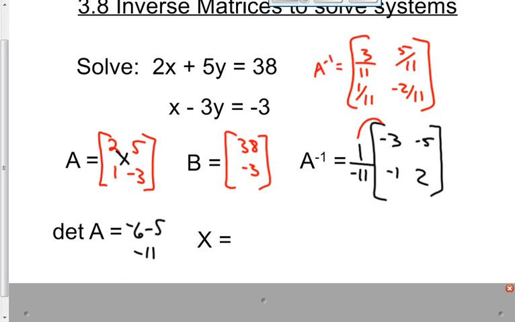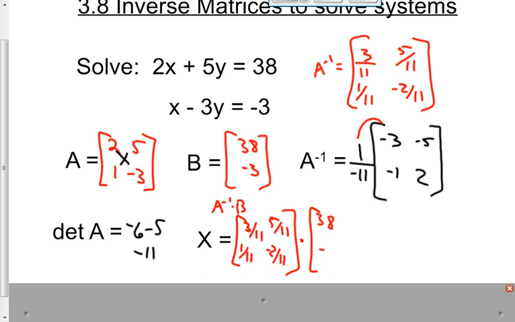All right, so now we're going to go down here and solve for x. When we solve for x, we need to do A inverse times B. Our A inverse numbers, again, 3/11, 5/11, 1/11, negative 2/11, times the B matrix, which is 38, negative 3. And we are going to do this by hand just to see that, yes, even though you have ugly fractions like this, they will usually come out nice.